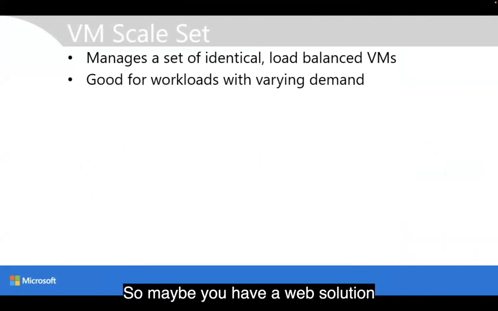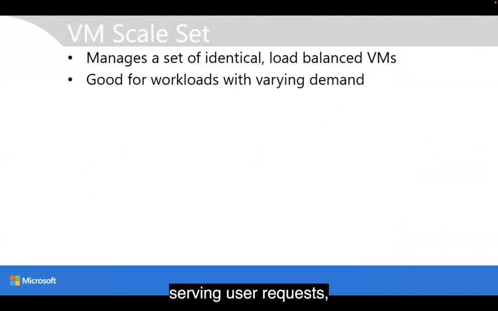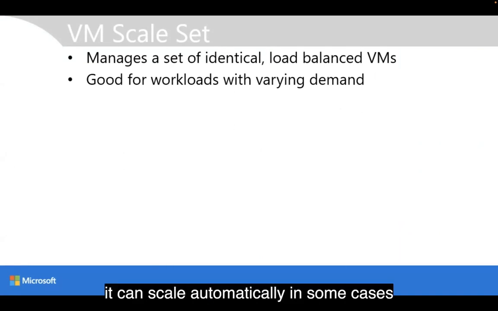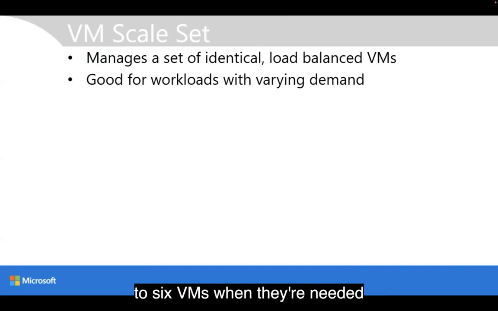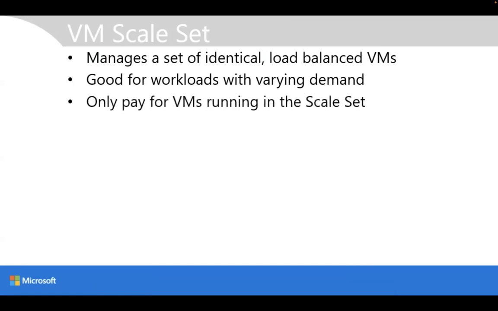They're great for workloads with varying demand. So maybe you have a web solution that normally works fine with 3 servers serving user requests, but maybe during peak demand, users would be served faster if you had 6 servers. Well, the purpose of a VM scale set is just that. It can scale automatically in some cases to 6 VMs when they're needed, and can even scale back when not needed to the 3 VMs that you normally have.